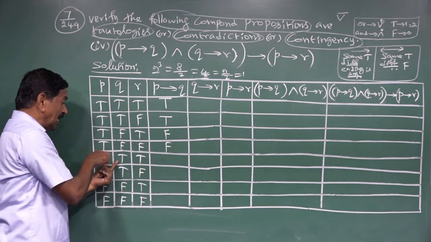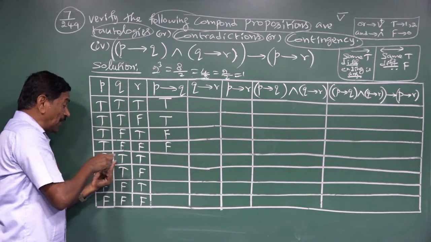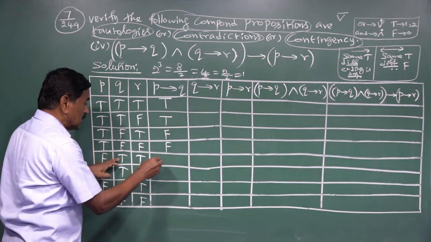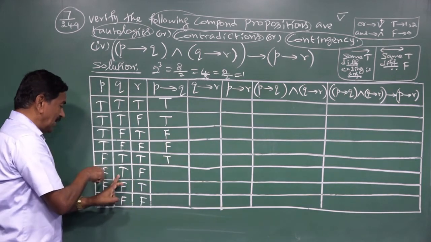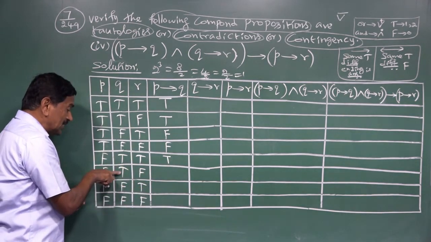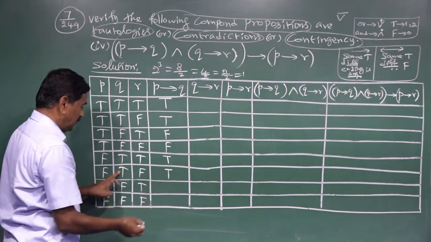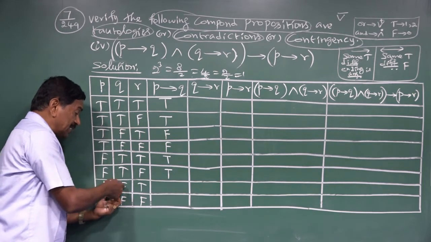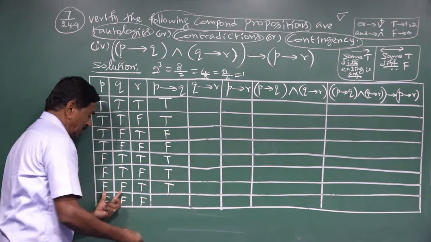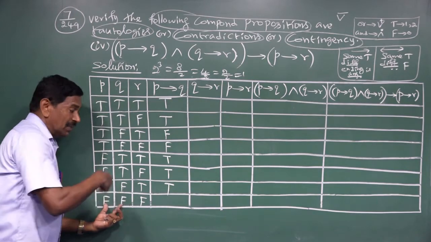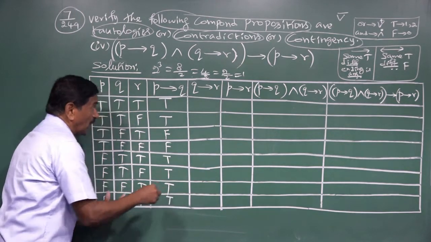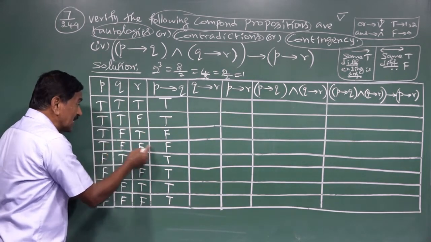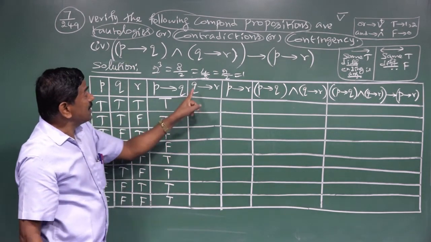Come to here. FT different. Different means ending is the answer. P tends to Q, which means F tends to T, so true is the answer. FT different, therefore F tends to T, therefore T is the answer. Next, FF same. Same means true is the answer. For one side arrow, same means true is the answer. Different means ending is the answer. That's all. Completed.